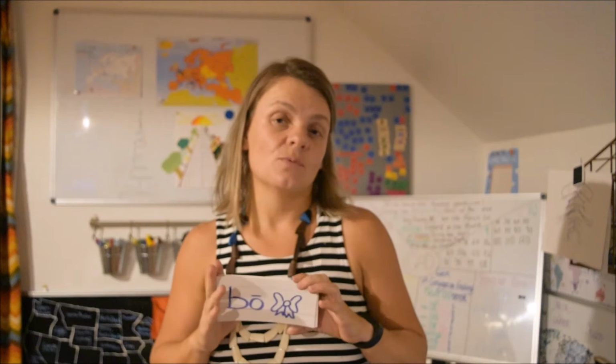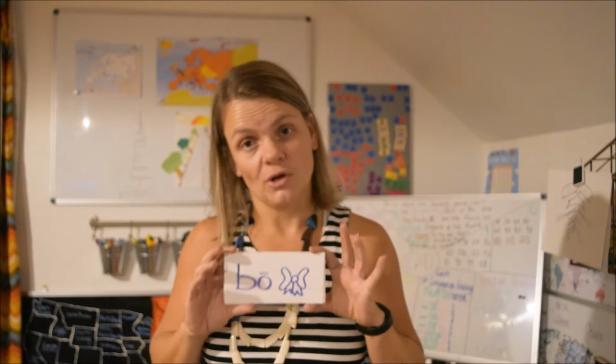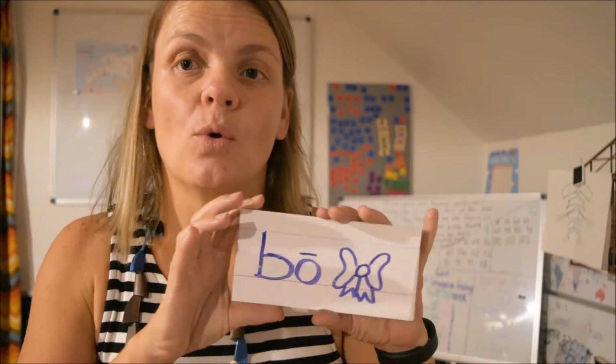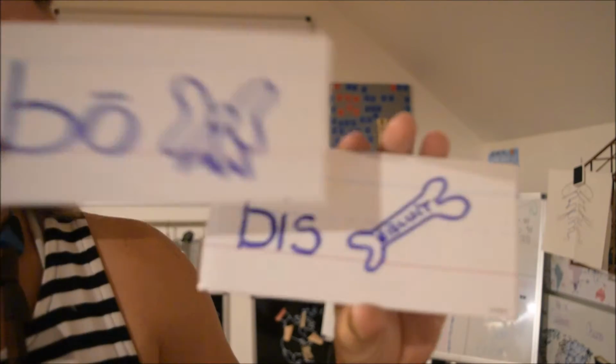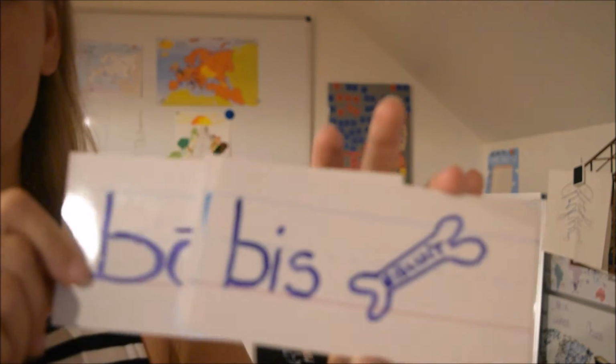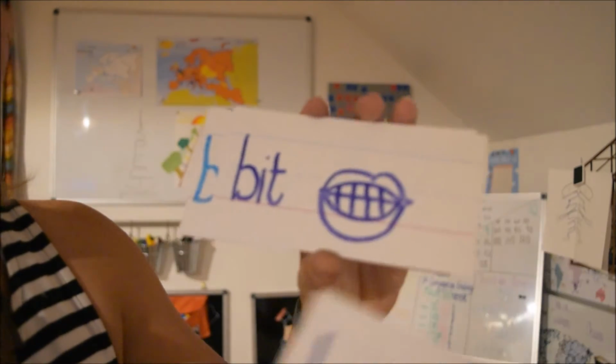For Latin, we have first conjugation, endings, future tense. Because this is the first week we'll do that, we'll go through the pronunciations. And so it's bo, like in a hair bow, bo. Bis sounds like the beginning of biscuit, bis. Bit.